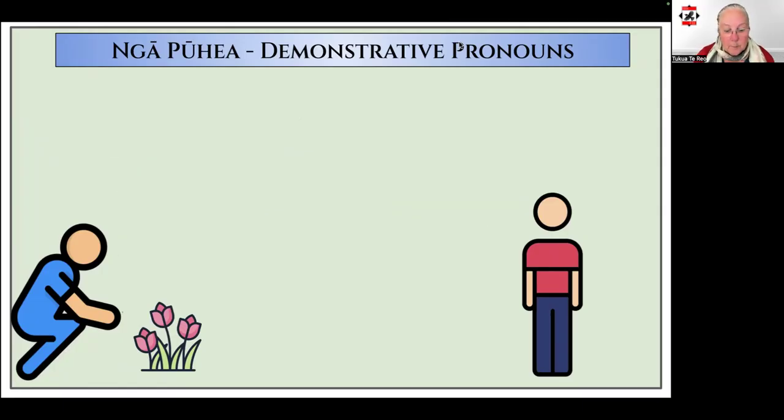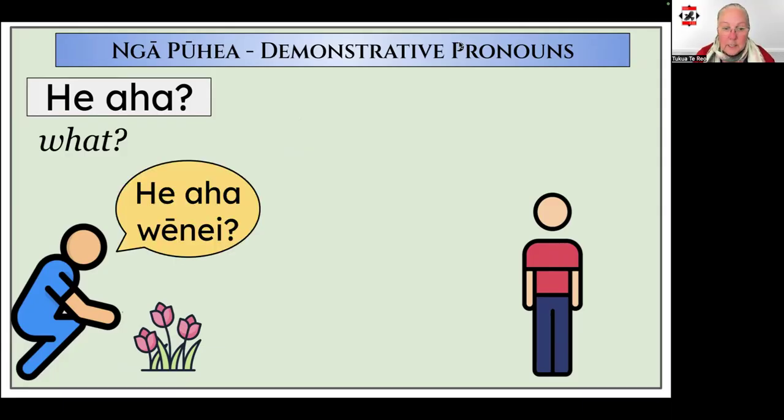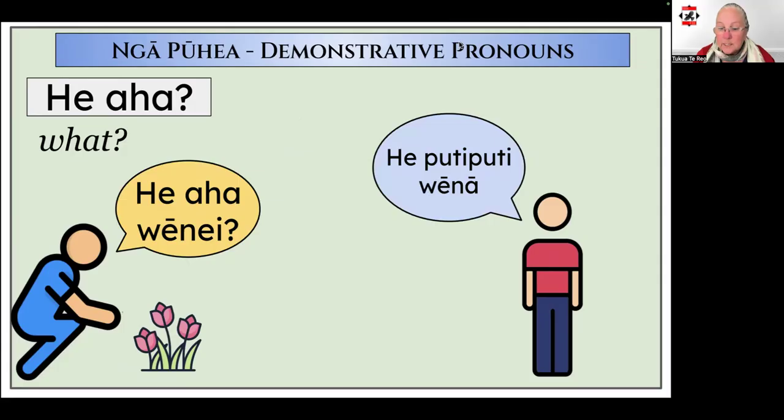These kupu can also be used in an alternative dialect with a W. He aha wēnei. He pūpuhi wēnā. This mita or dialect is prevalent in Te Tai Tokerau, the far north of Aotearoa.